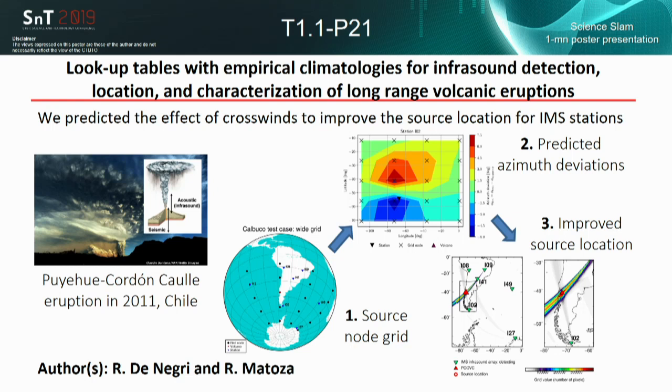Well, good morning. I'm Rodrigo De Negri. I'm working with Roman Matosa. We are trying to develop statistical lookup tables for the IMS stations. What I'm doing here is to analyze 3 big VEI4 eruptions in Chile. In particular, here you see Cordón Caulle. And we want to have robust lookup tables to know how much the winds will change the apparent azimuth in our IMS stations. So if you're interested in my work, you're welcome to the poster. P21, yes, I thought it was P26, but well, I'm sorry. Come and we can discuss my work here today, 2:30 to 3:30 p.m. Thank you.